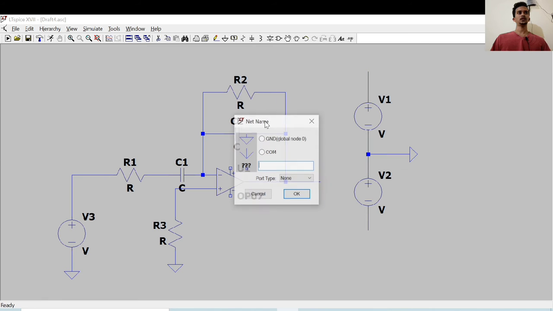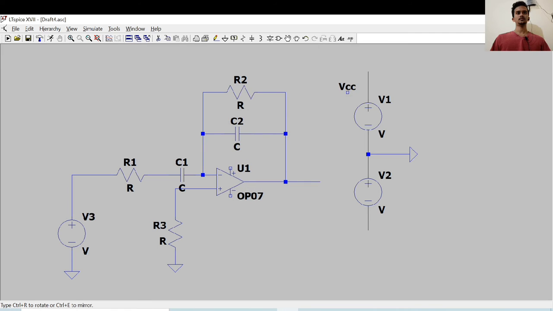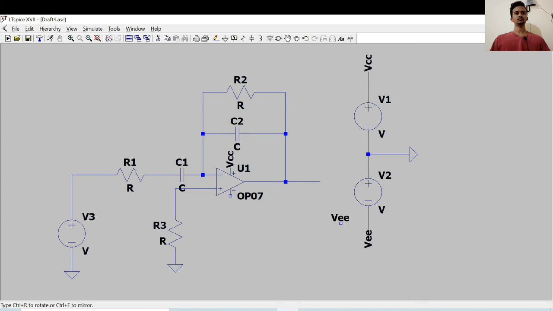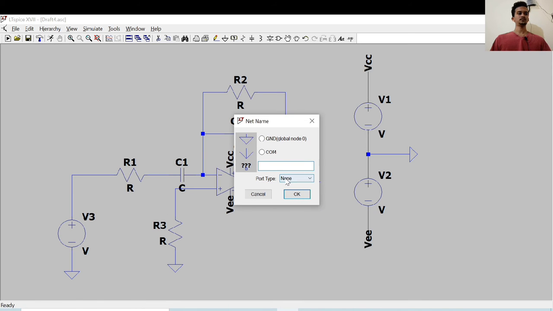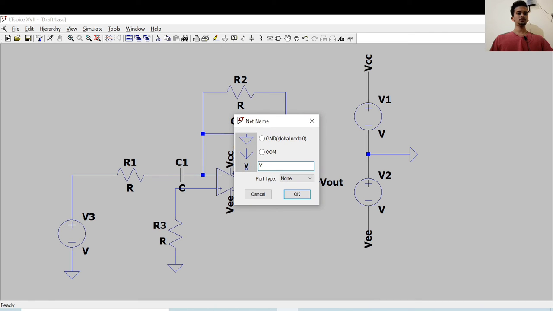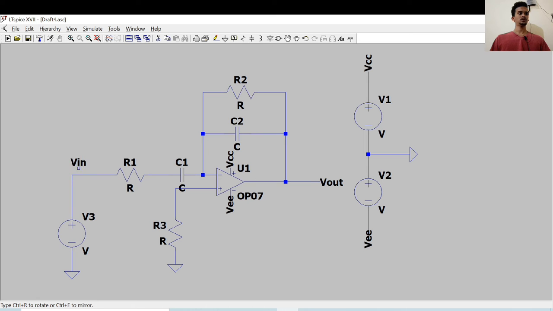Okay, then we'll put the labels. This is VCC. Okay, this will be my positive supply. We'll also give to this. Okay, now we'll go for negative supply. Okay, so now we'll take our output. This is my output. Okay, and take an input. This will be my input.